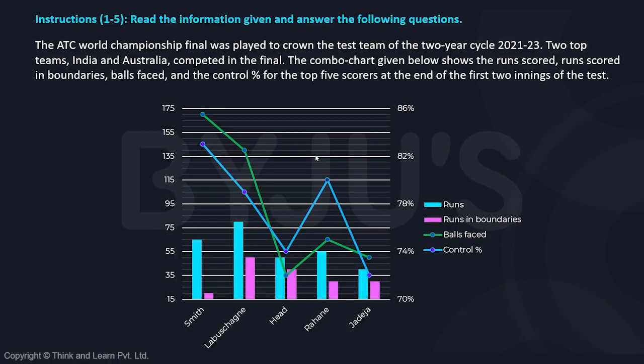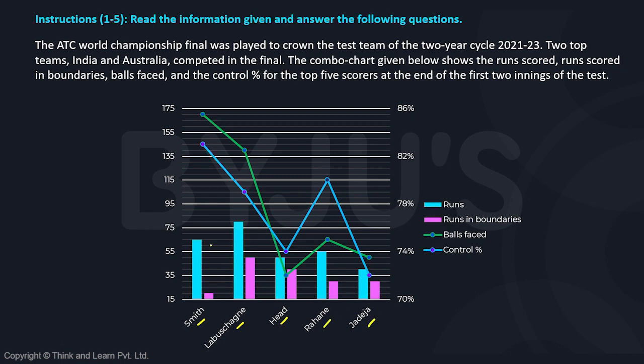Set number 1. The ATC World Championship final was played to crown the test team of the 2-year cycle 2021 to 23. Two top teams, India and Australia, competed in the final. The combo chart given below shows the runs scored in boundaries, balls faced, and the control percentage for the top 5 scorers at the end of the first 2 innings of the test. So these are the 5 players: Smith, Lab, Head, Rahane, and Jadeja.